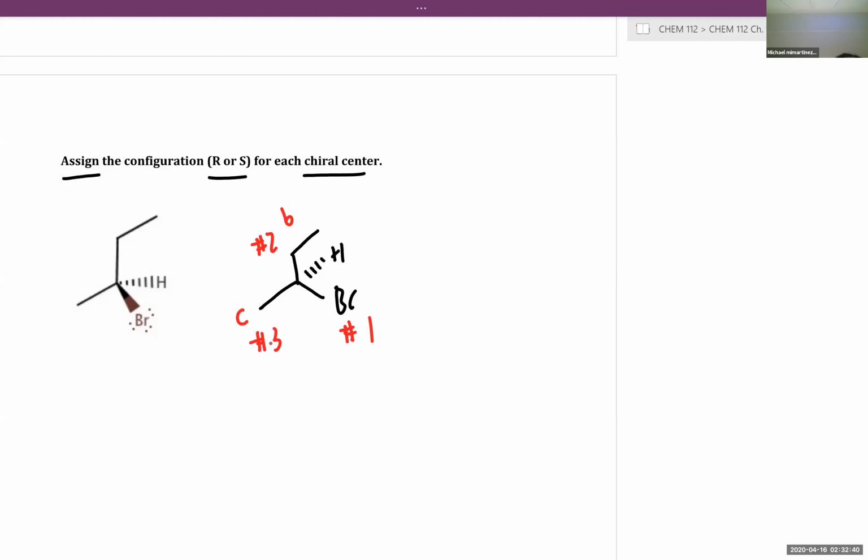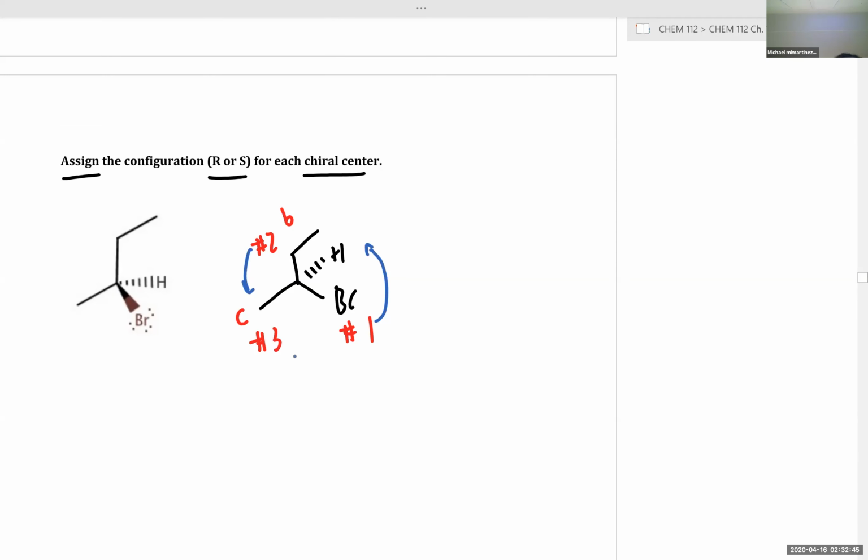We then draw an arrow going from highest to lowest priority. Are we going clockwise or counterclockwise? Yep, counterclockwise. So then do we assign this as R or S? S, exactly right. Perfect. Not too bad.